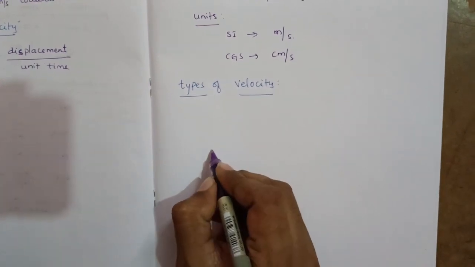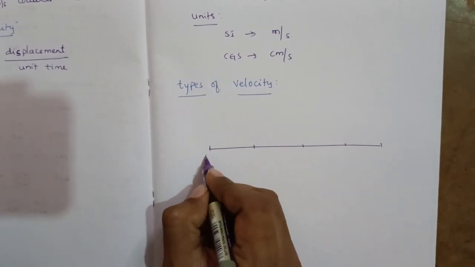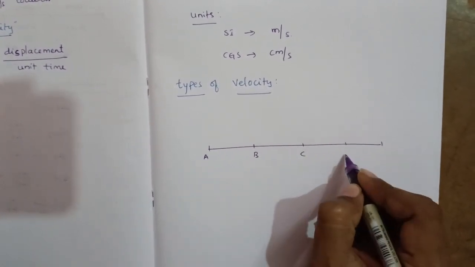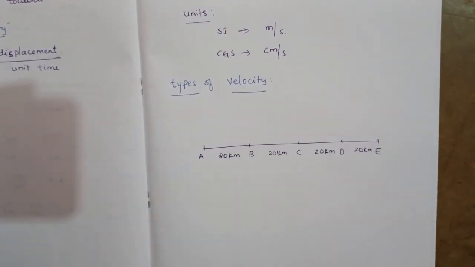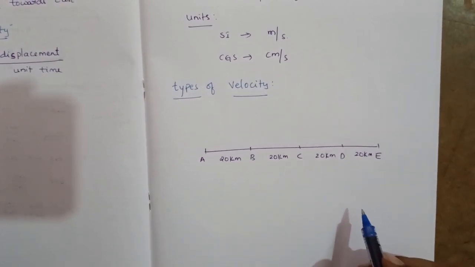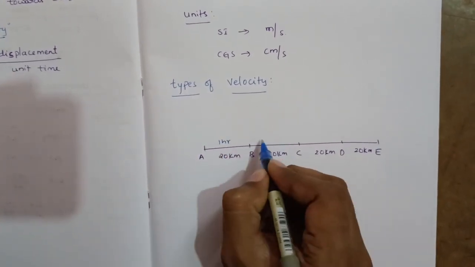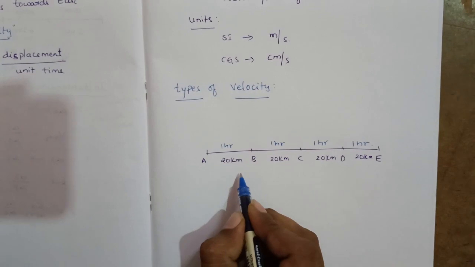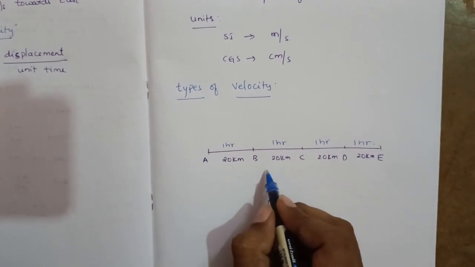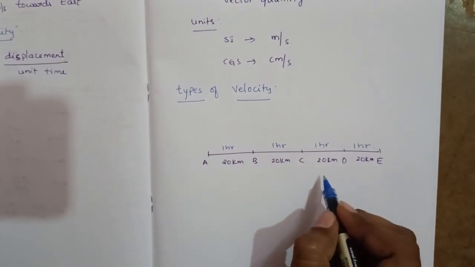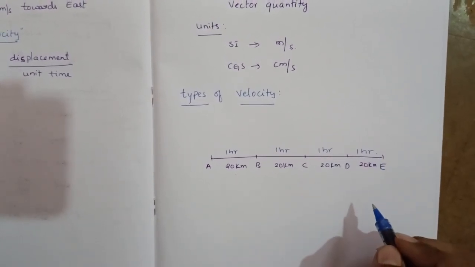If a car is moving in a straight line in different situations, A to B, B to C, C to D, D to E. Each one is 20 kilometers, and the time taken to travel each is 1 hour. Here the body covered equal displacement. A to B displacement 20 kilometers in 1 hour, B to C 20 kilometers in 1 hour, C to D 20 kilometers in 1 hour, D to E 20 kilometers in 1 hour.